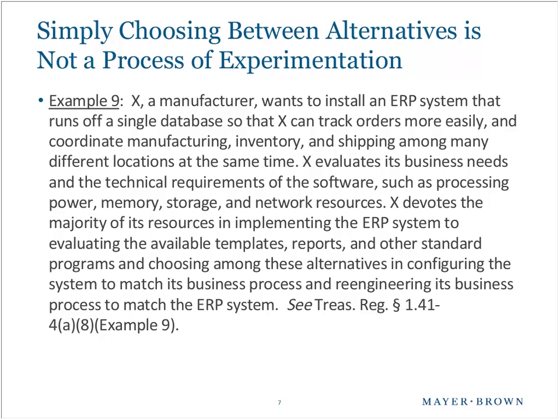To illustrate, we have 2 basic examples from the regulations themselves that apply this 4-part test to software development. We have here example 9 from 41-4A. In this example, we have a taxpayer who's a manufacturer, and they want to install an ERP system that runs off a single database. So the taxpayer can track orders more easily, coordinate manufacturing, inventory, and shipping among many different locations at the same time. The taxpayer evaluated its business needs and the technical requirements of the software, such as processing power, memory, storage, and network resources. They devoted the majority of its resources in implementing the ERP system to evaluating the available templates, reports, and other standard programs, and choosing among these alternatives and configuring the system to match its needs.